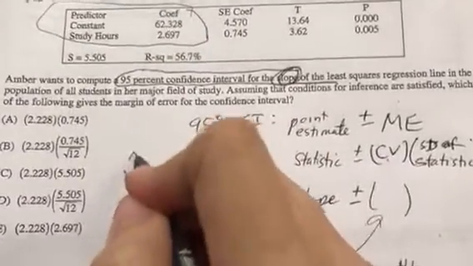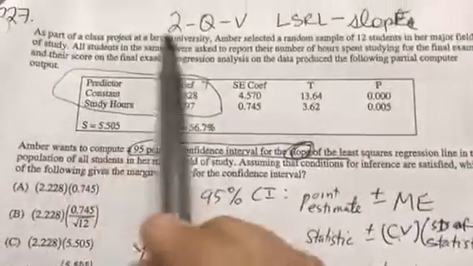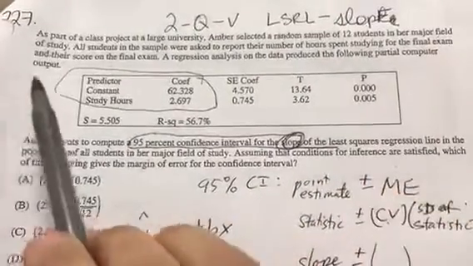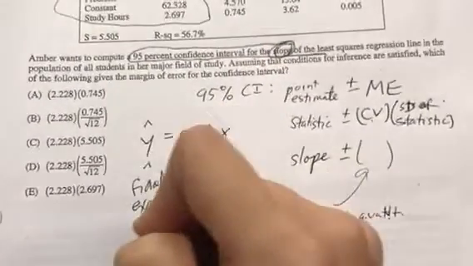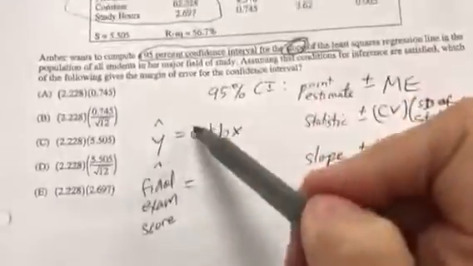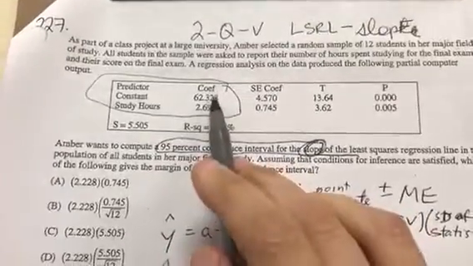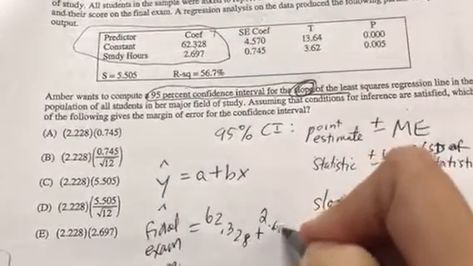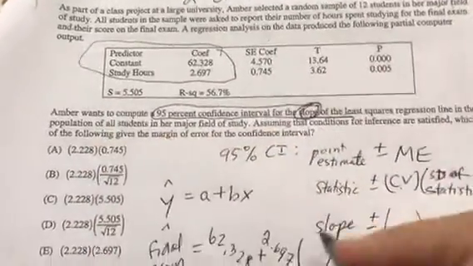You write y hat, the predicted y value, equals a plus bx. So my predicted y value, we read, what am I trying to predict? It says we're trying to use this to predict my final exam score. So this is my final exam score. And A is my constant, so they give that value right there, 62.328. B is my slope, that's the number right underneath my constant, 2.2697, and X is this right here, study hours.